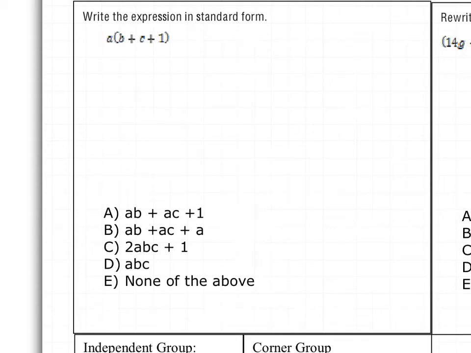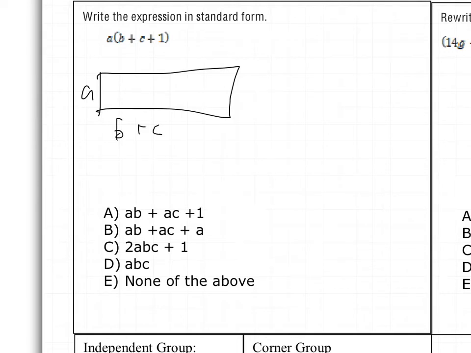So looking at this do now problem, we want to go ahead and distribute, or we can use the array method. So if we're looking at the array method, we know this is A, and it's B plus C plus 1. So we have the area of this would be AB, plus the area of this would be AC, plus the area of this would be A times 1, which would just be A.